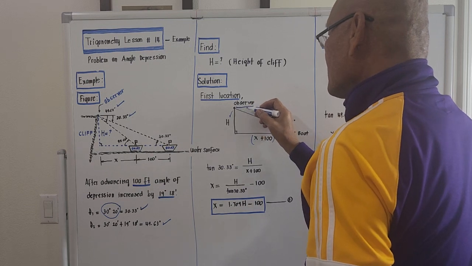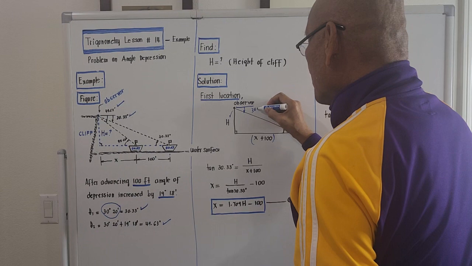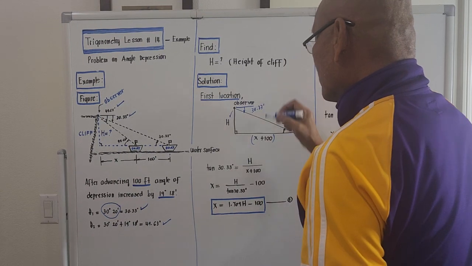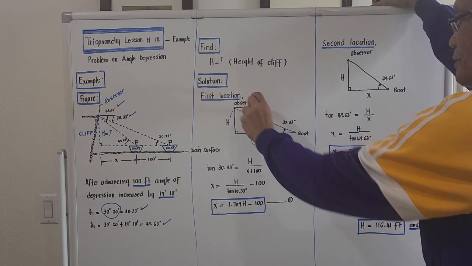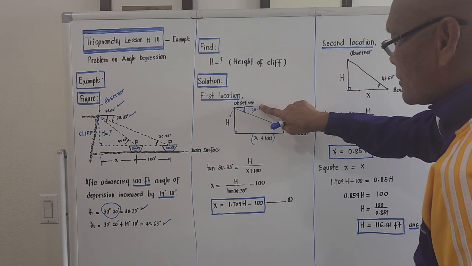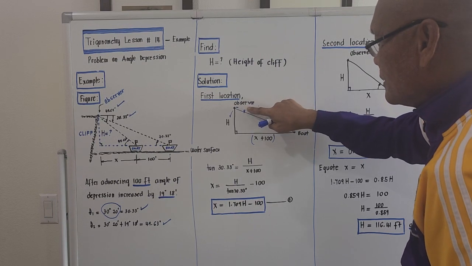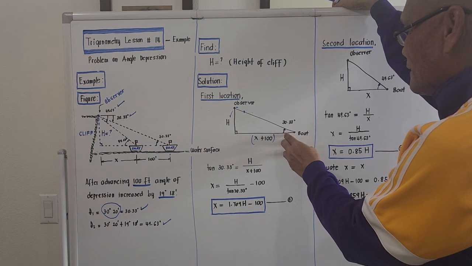Initially, this angle here is 30.33 degrees. If this is 30.33, this should also be 30.33. So we can remove this one now. So actually, we know this angle already.